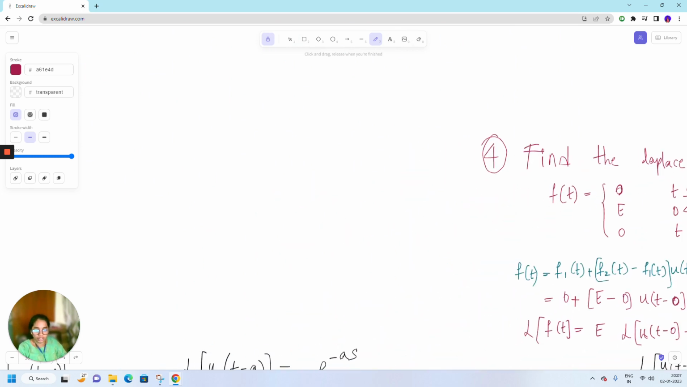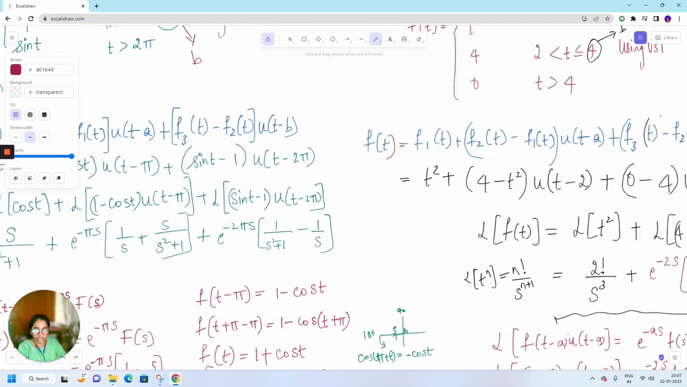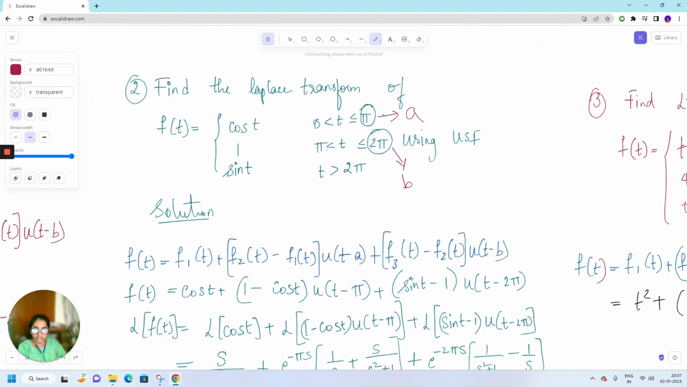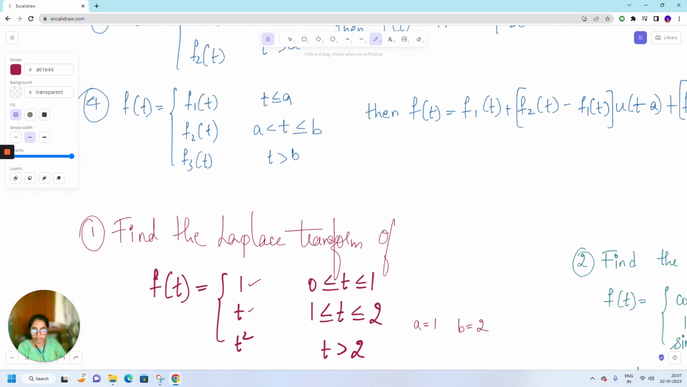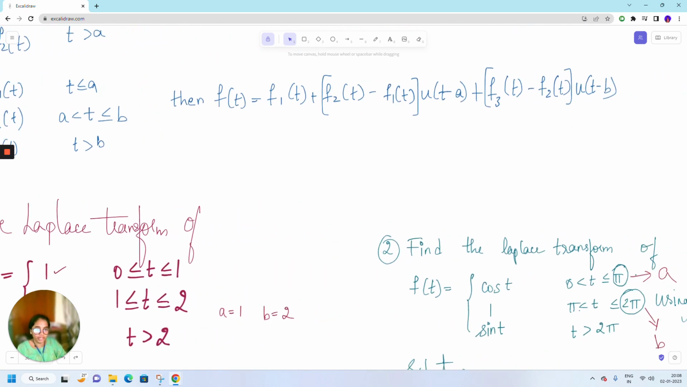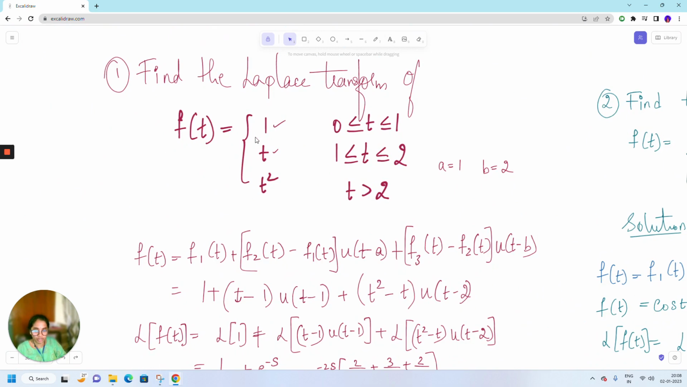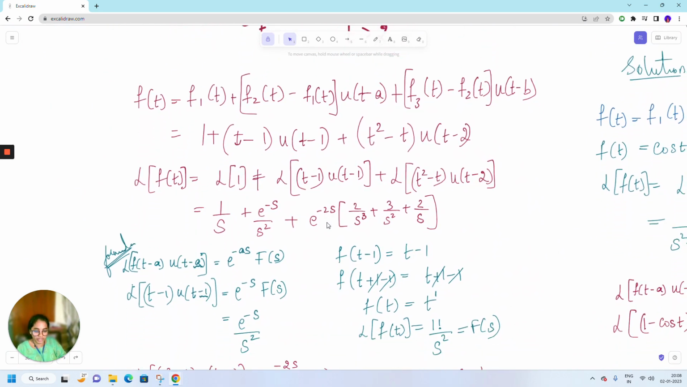All these problems come under which property? Property number 4 that I have mentioned here. How do you solve this? Firstly, they have given us a formula to find f of t. Substitute that formula. Whatever functions you have in the question, substitute those functions and find the Laplace.